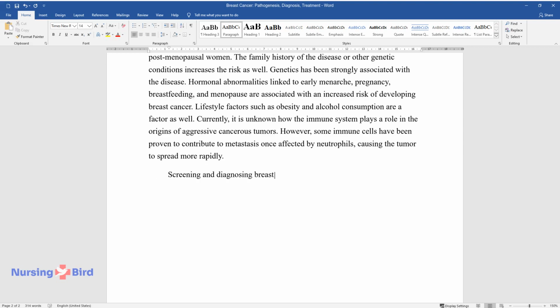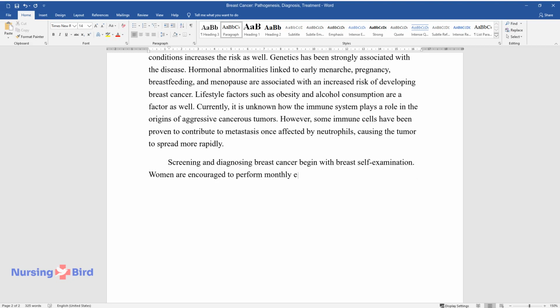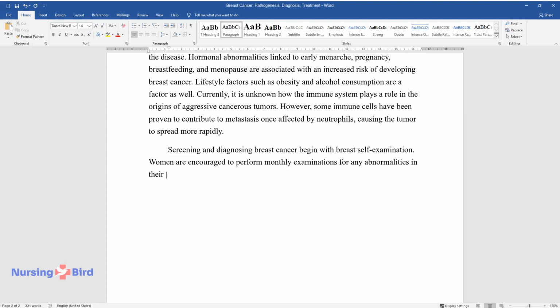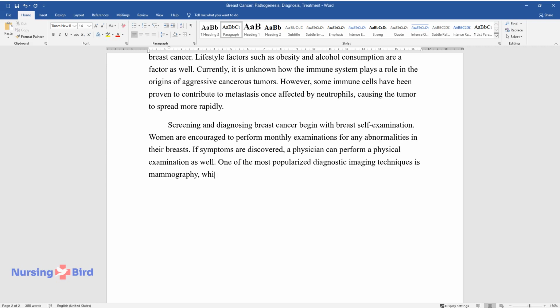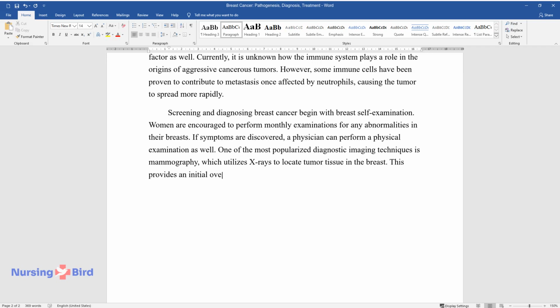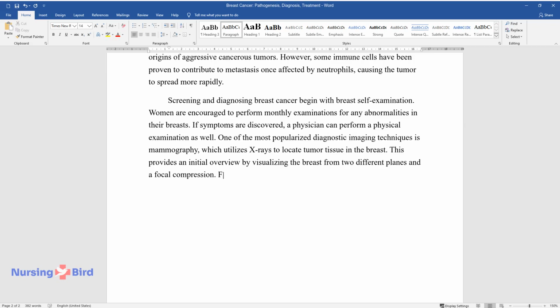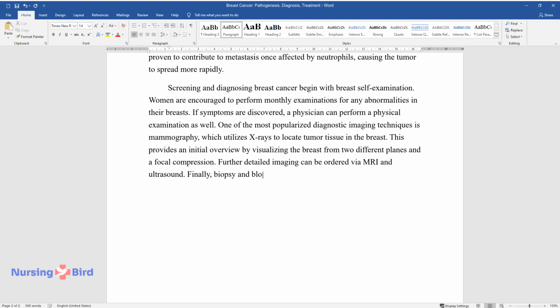Screening and diagnosing breast cancer begin with breast self-examination. Women are encouraged to perform monthly examinations for any abnormalities in their breasts. If symptoms are discovered, a physician can perform a physical examination as well. One of the most popularized diagnostic imaging techniques is mammography, which utilizes X-rays to locate tumor tissue in the breast. This provides an initial overview by visualizing the breast from 2 different planes and a focal compression. Further detailed imaging can be ordered via MRI and ultrasound. Finally, biopsy and blood work are reliable methods of diagnosis for breast cancer.